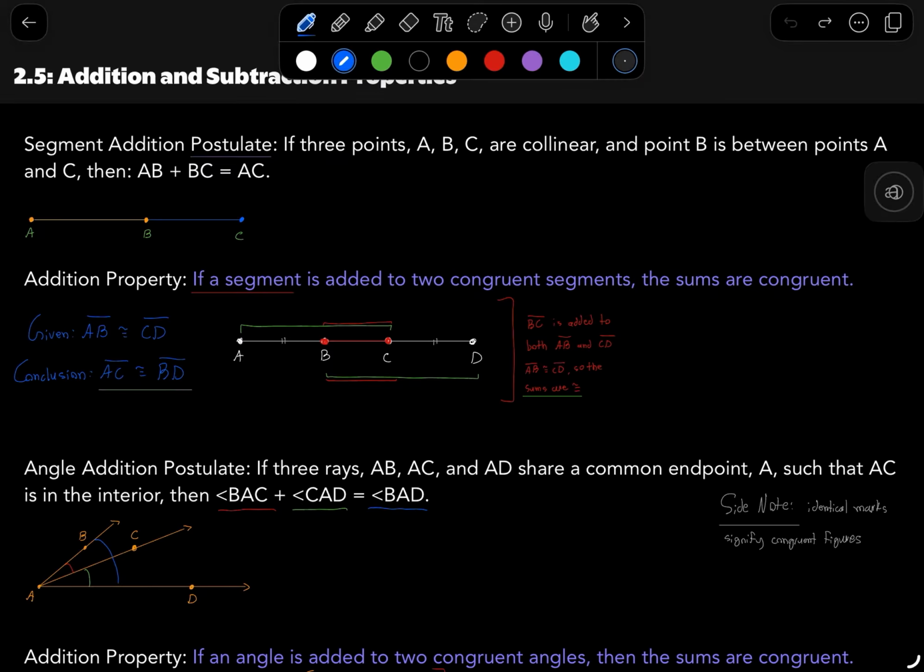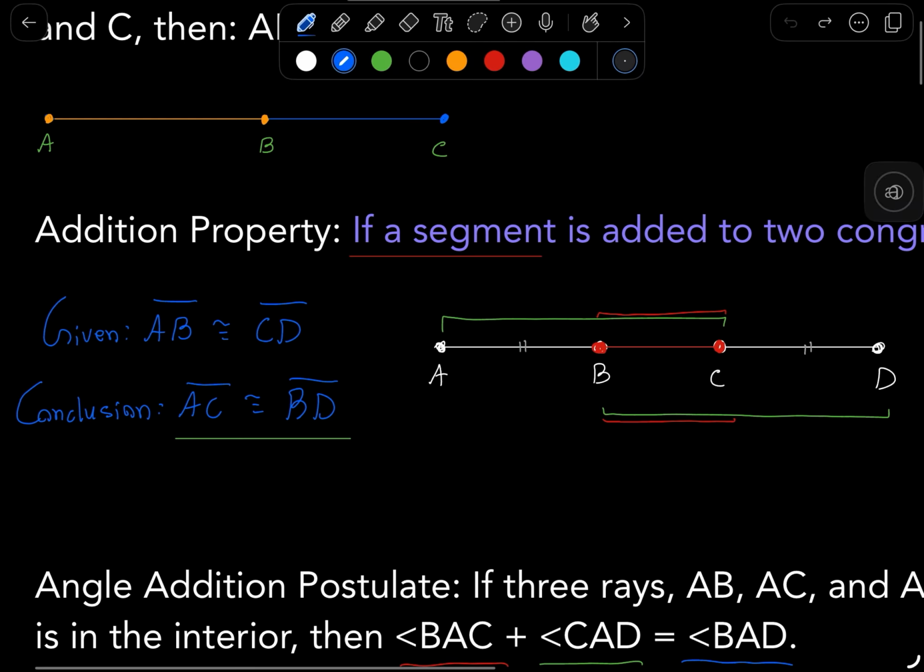Now, what does that mean? Well, I have a visual here, right? So you're given this specific diagram, and they tell you that AB is congruent to CD. Okay, so once again, AB is congruent to CD. Then they tell you to make the conclusion that AC is congruent to BD, right? Once again, I've highlighted those in green.